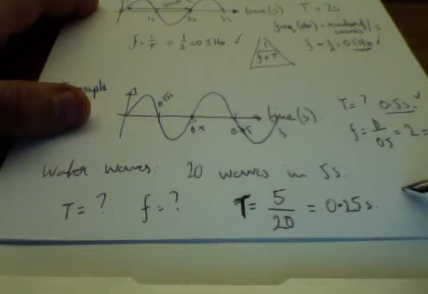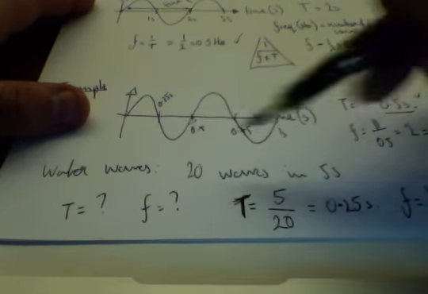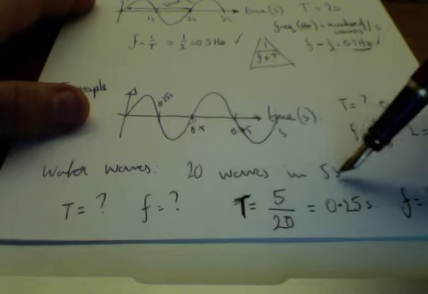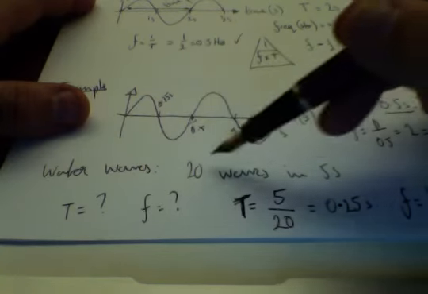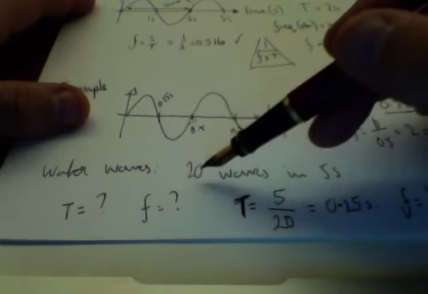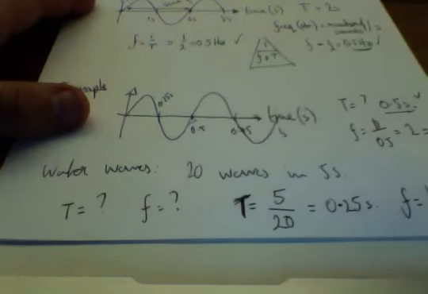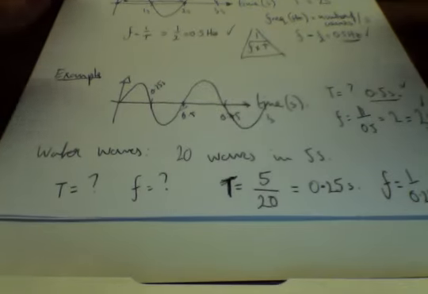So therefore, what's my frequency? Well, my frequency is 1 over 0.25. Or, if you prefer, you can say to yourselves, well, if I've got 20 waves in 5 seconds, how many must have occurred in 1 second? Well, it must be a fifth of that, giving me 4. And if you do 1 divided by 0.25, you get 4 Hertz. So it does work out.